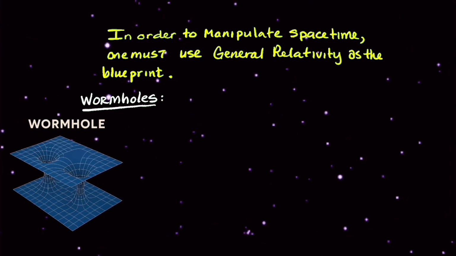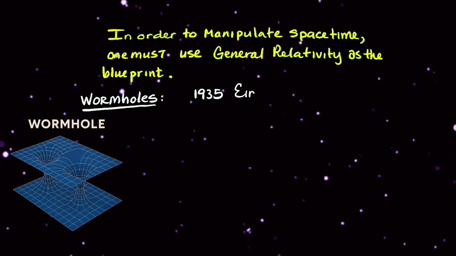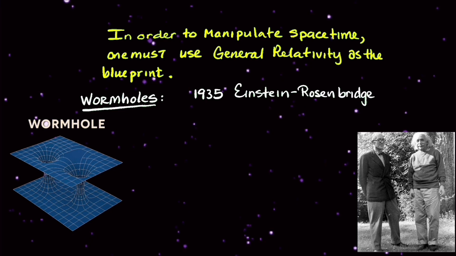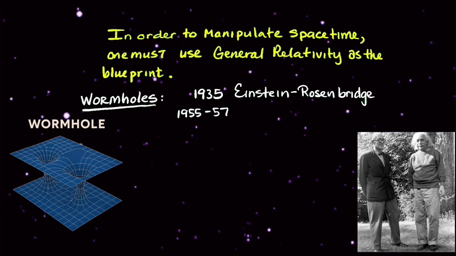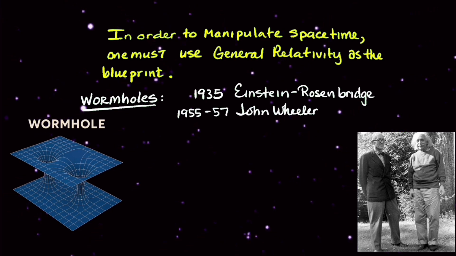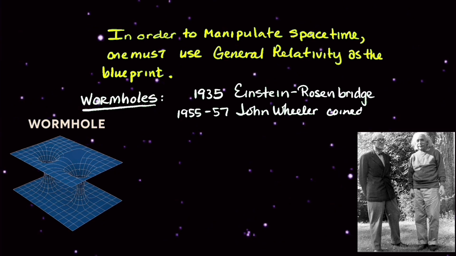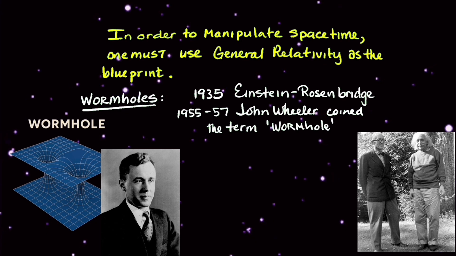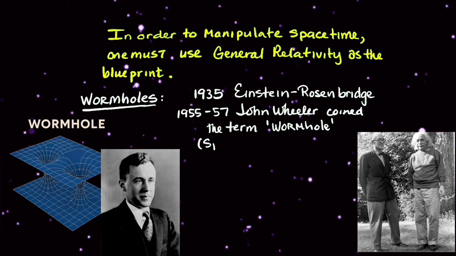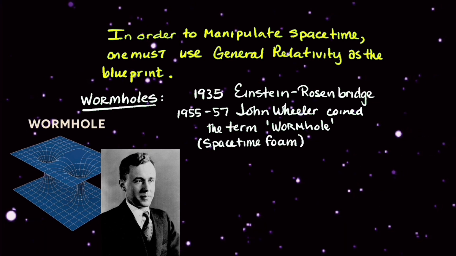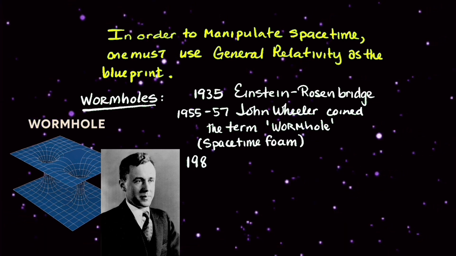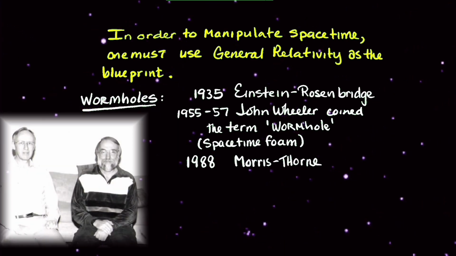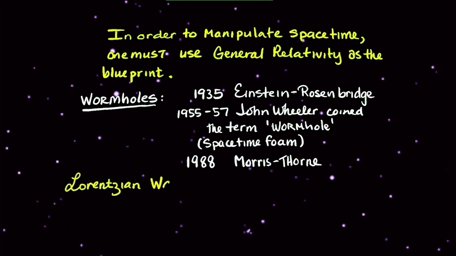A little history on wormholes. In 1935, Einstein wrote a paper with Rosen on the Einstein-Rosen bridge, a connection in spacetime. Later, in 1955 and through 1957, John Wheeler coined the term wormhole. He also coined the term space-time foam, connected to wormholes. And in 1988, Morris and Thorne wrote a paper about traversable wormholes.